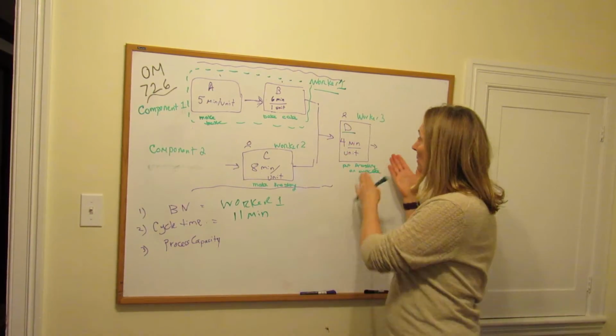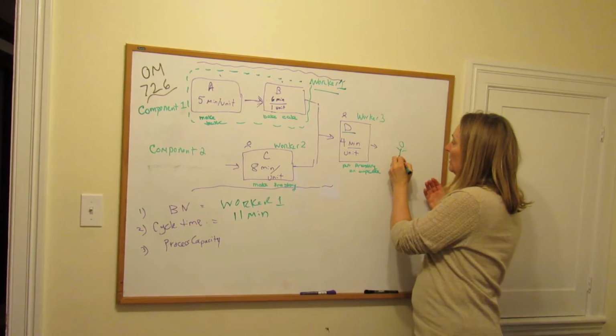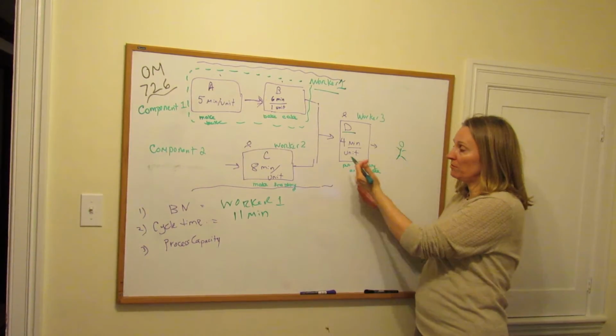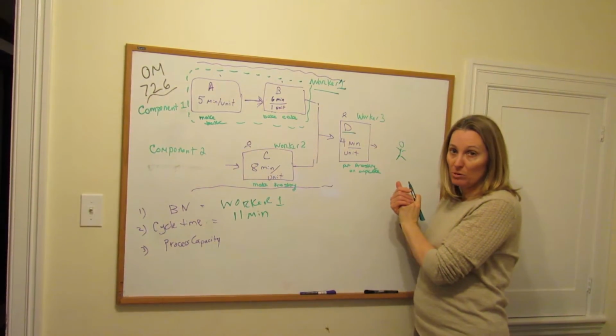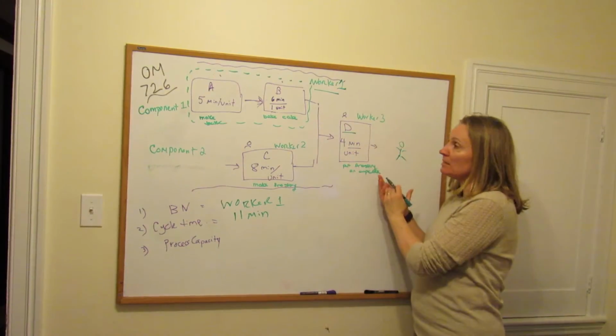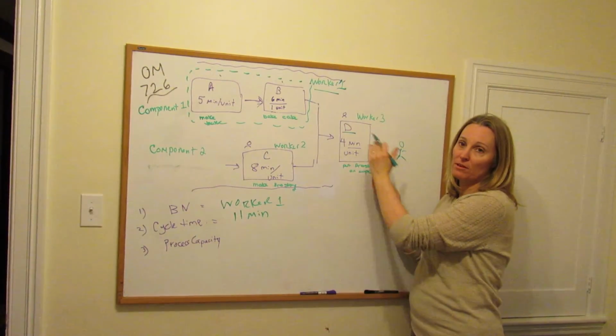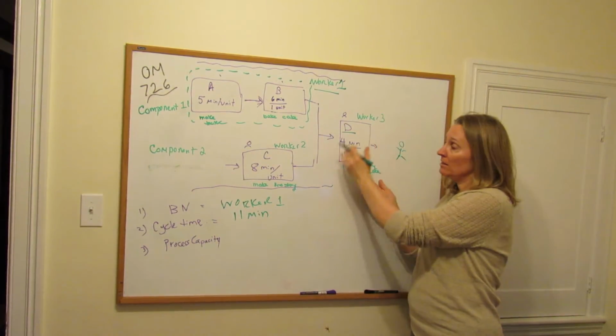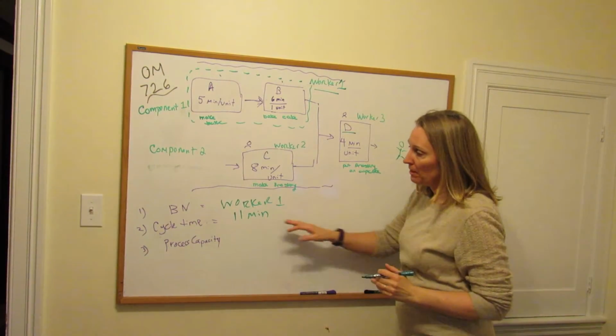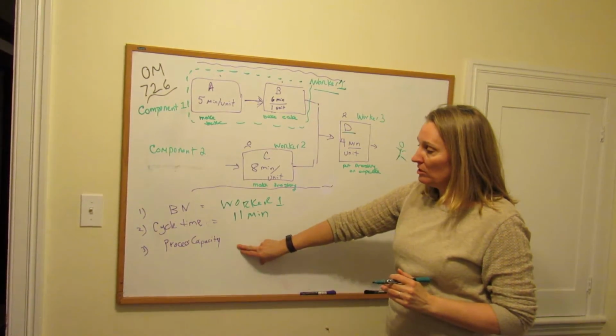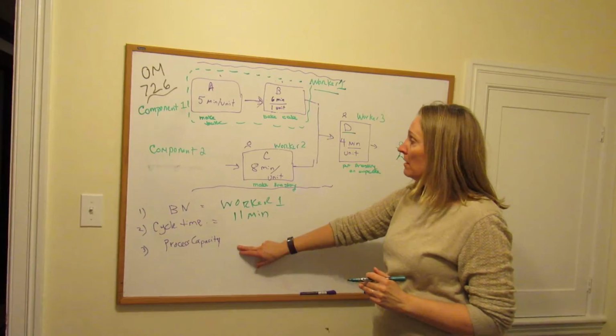In other words, if we had a box and we were standing at the end of the process waiting for a frosted cupcake to land into our box, every 11 minutes a cupcake would come off of the production line, a frosted cupcake.